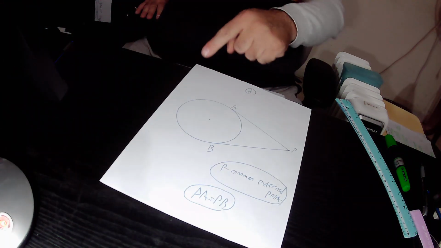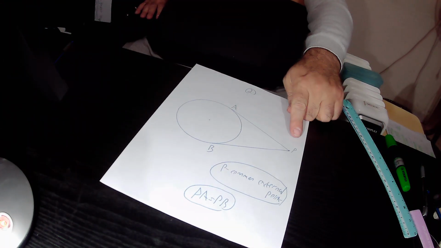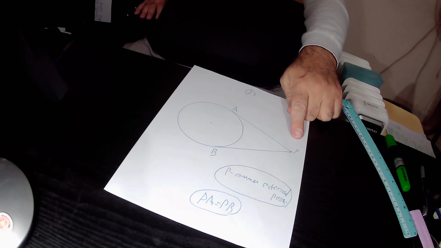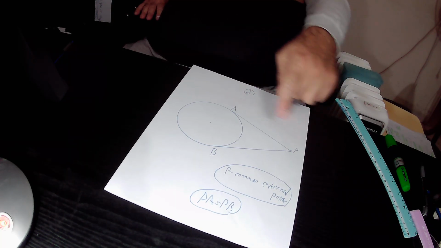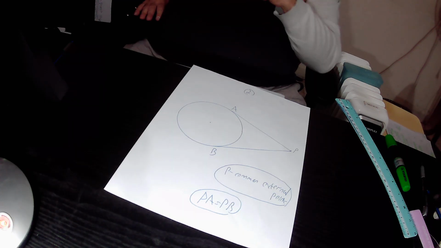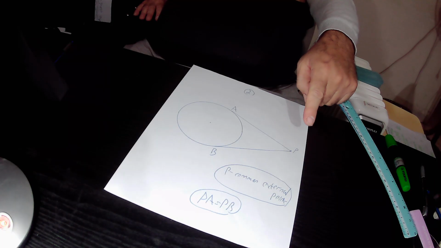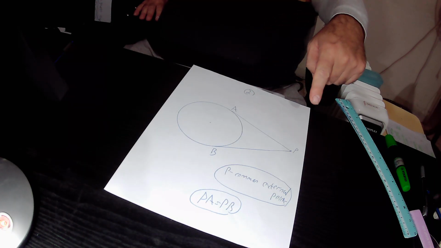In the drawing, we have a circle. This is the common point P. From this common point P, we have 2 tangents to this circle, tangent PA and tangent PB. And according to rule 2, they are equal to each other. That is to say, PA equals PB, or the length of tangent PA is equal to the length of tangent PB.